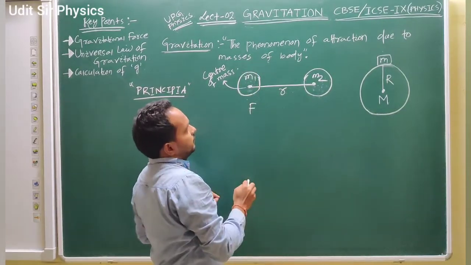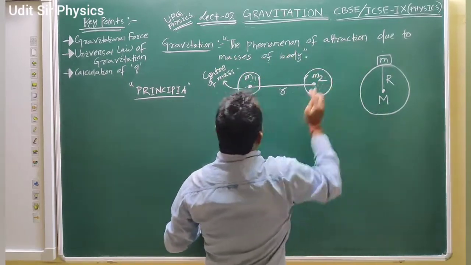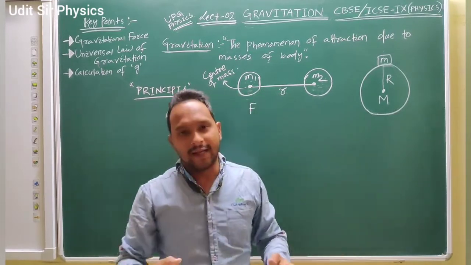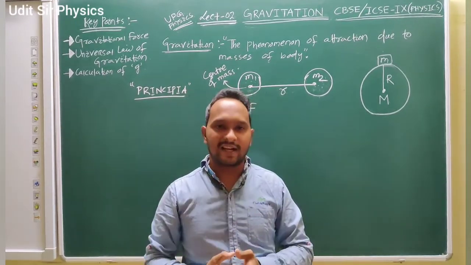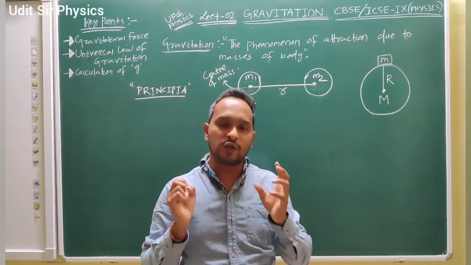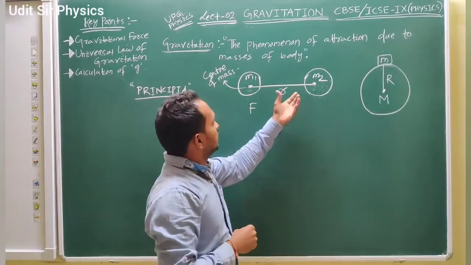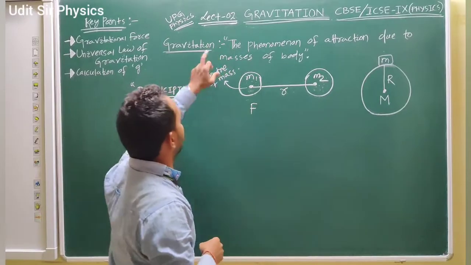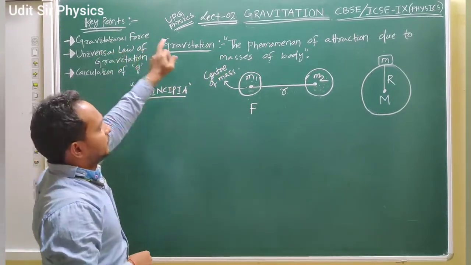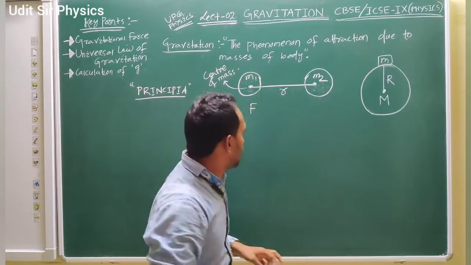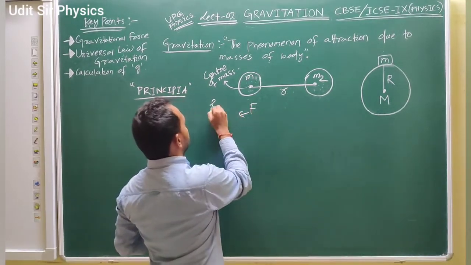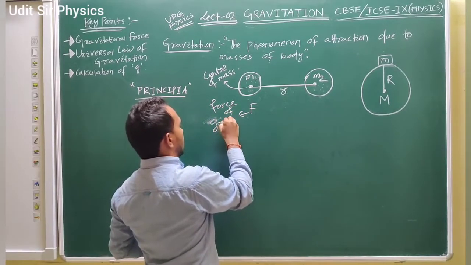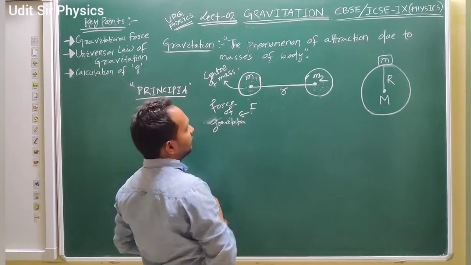Actually, gravitation means the phenomenon of attraction due to two massive bodies. Look, in our world, there is attraction between both masses, always attracting between two particles, two bodies. The force of attraction that acts is called the gravitation phenomenon, and that force is called the gravitational force. So here F is the force of gravitation, meaning gravitational force.